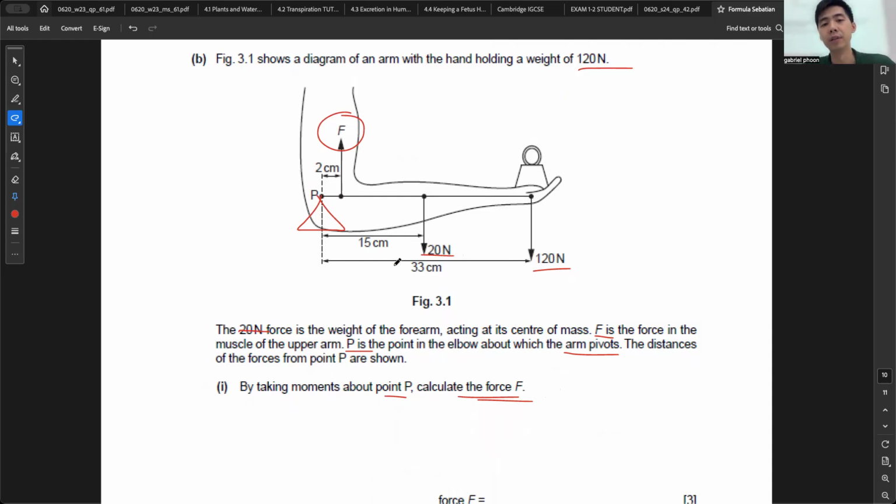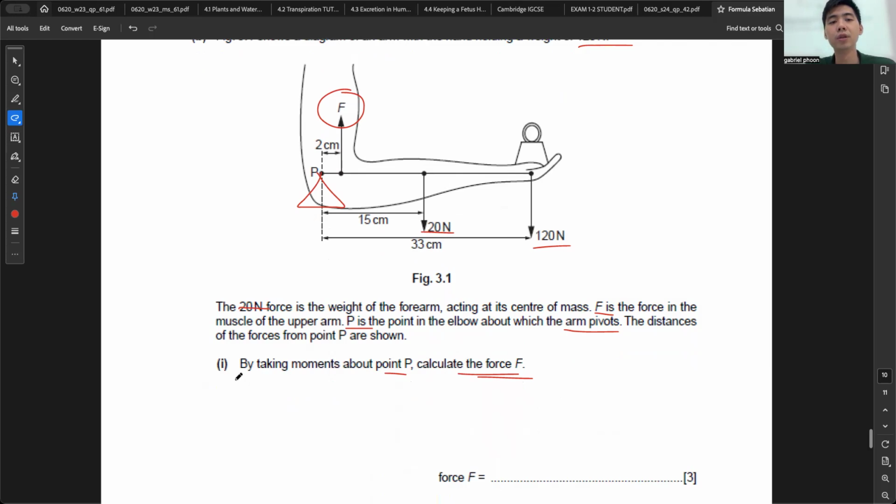What formula do I use first? F equals F times d? No. I need to use a specific formula we used in the last calculation question. What formula do I use? Total anti-clockwise moment equals total clockwise moment.